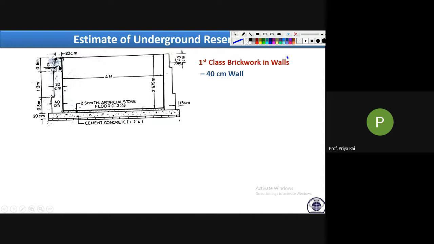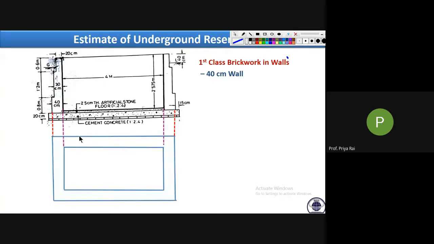Then simply we will multiply that length with the thickness of the wall and the height of the wall. That will give us the volume, because it is brickwork, so brickwork should be in meter cube. Now tell me, for the 40 centimeter wall, what will be the length of the center line? What is the length of the center line of this 40 centimeter wall?